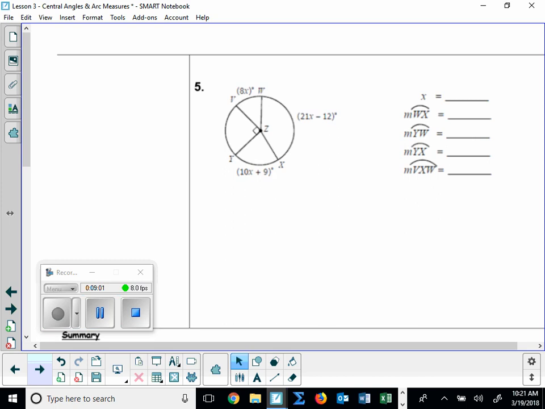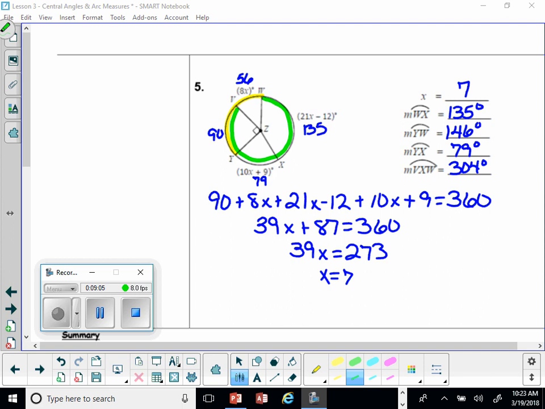Number 5. Pause the video and give this a try, please. All right. I was able to add all 4 arcs up to equal 360 degrees. Solve for x.